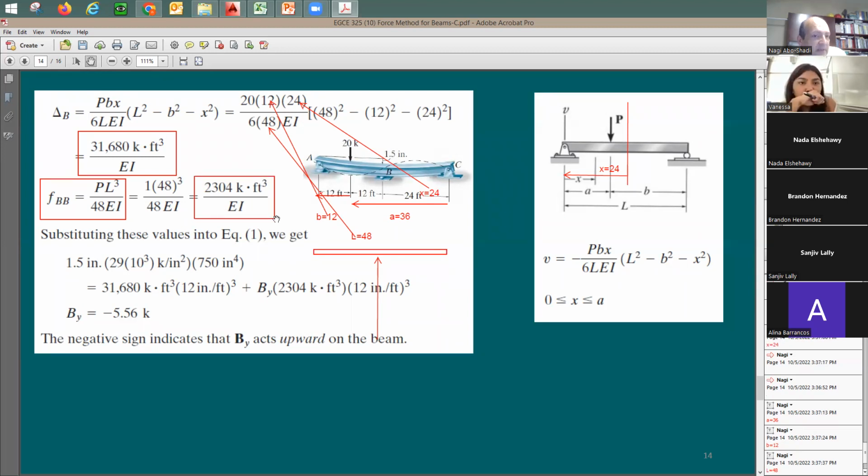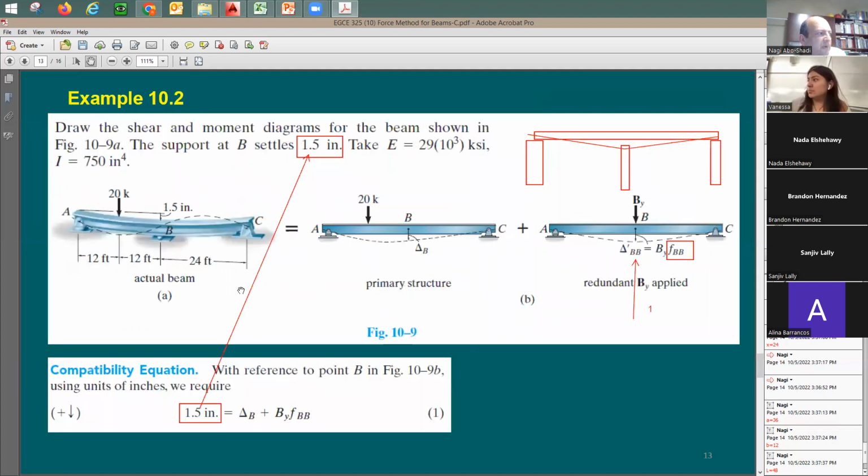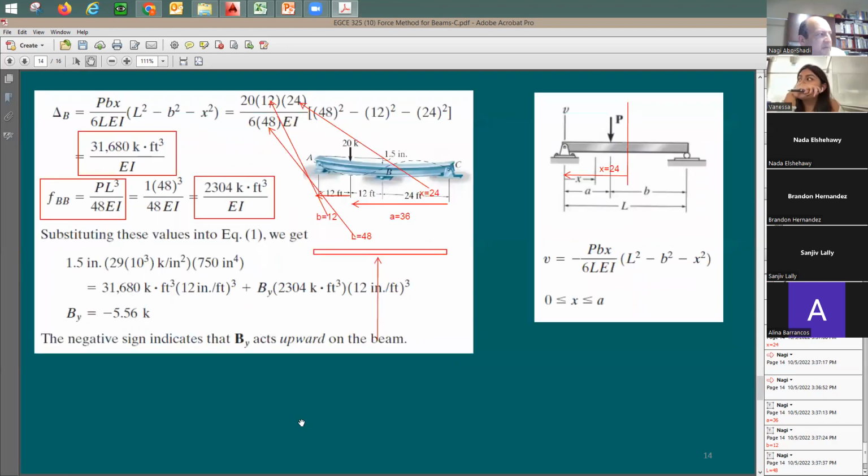If there is no settlement, I just take this value divided by that value. But in this case, I need to rewrite my equation. It says 1.5 inch. If you remember, this gives you equation number 1: 1.5 inch equals deflection at B plus the reaction multiplied by vertical displacement due to 1 kip. So, okay, here we go. 1.5 inch.